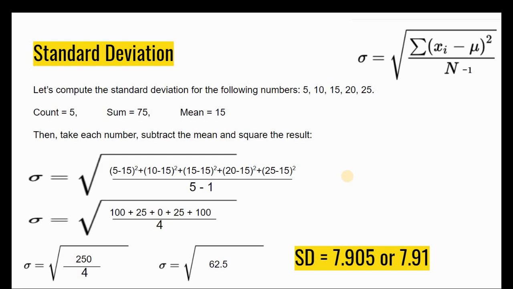Paano ba natin kukumputin yung standard deviation? Let's say meron tayong 5 numbers, 5, 10, 15, 20, and 25. So, ang count niya ay 5 kasi meron tayong 5, total number is 5. Sum is 75. Pag pinag-add mo lahat ito ay 75. And then if you average it, your mean is 15.